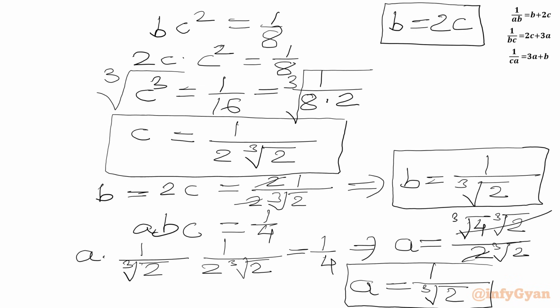So our answer becomes A equal to 1 over cube root 2, B equal to 1 over cube root 2, and C equal to 1 over 2 times cube root 2.